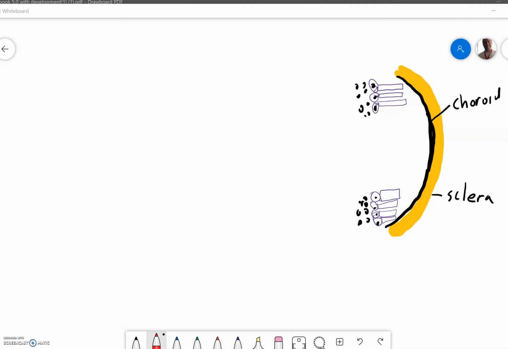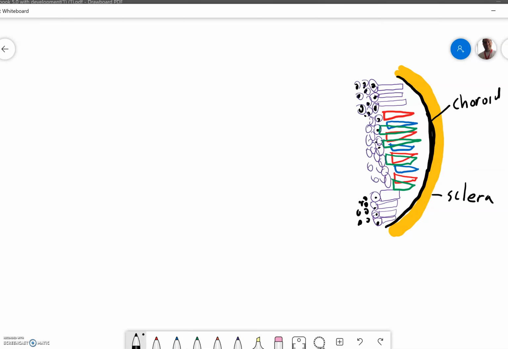Now I want to put in some cones too. There's three kinds of cones. There's red cones, there's blue cones, and there are green cones. And what you see on the histology slide are all the nucleuses. And see how I made the cones stacked on top of each other? That's actually how the rods are. So you just have this really, really thick layer of nucleuses right here. So this is the rod and cone cell layer, and this is their nucleus layer.